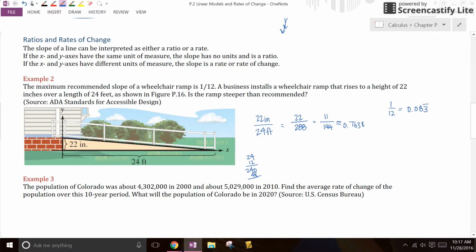You can see that ours is definitely smaller than the recommended, and so therefore we're good to go. Oh, I forgot a zero. Sorry, 0.07. That would make more sense. All right, so there you go. That is a beautiful, beautiful example of a problem there.